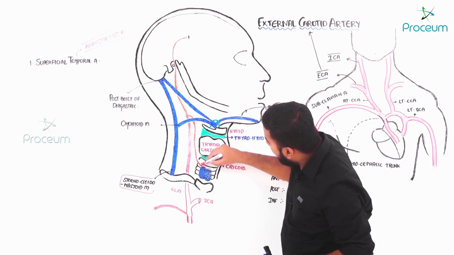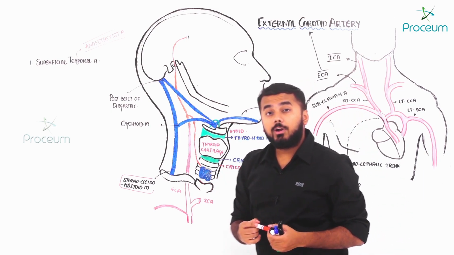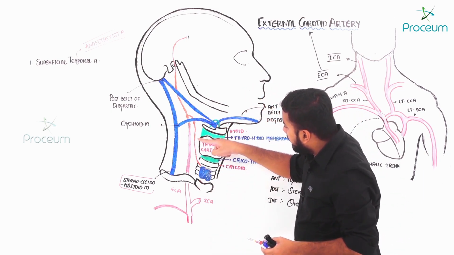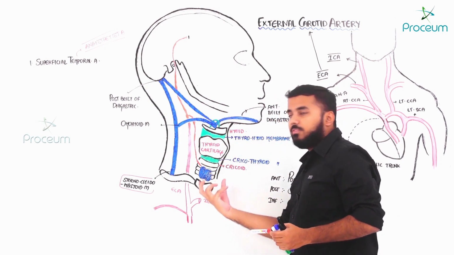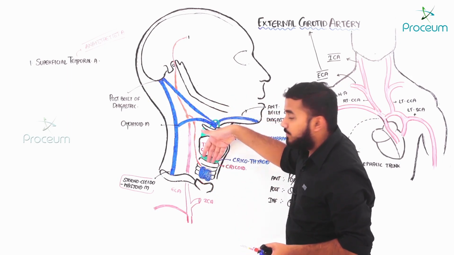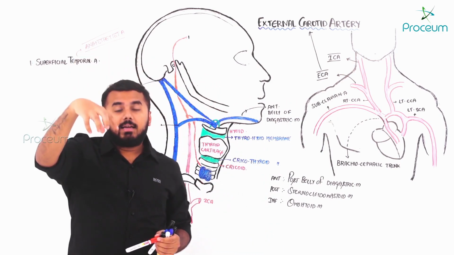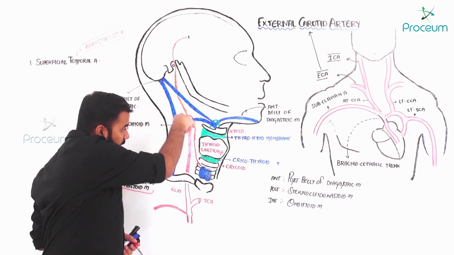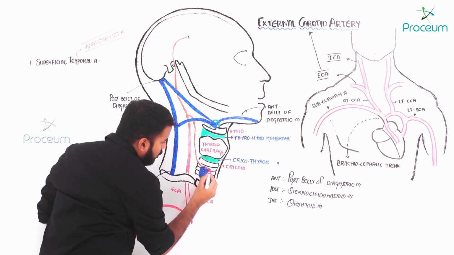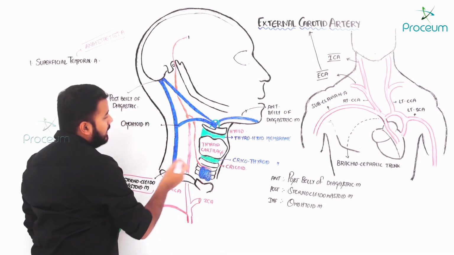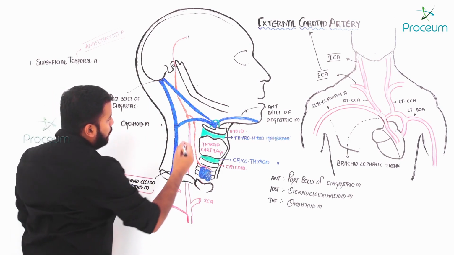It supplies the top of some gland over here. What is this gland called? This gland is your thyroid gland. This artery is coming down and supplying the top of the thyroid gland, not the bottom. So you call this artery the superior thyroid artery because it is supplying from the superior side, isn't it? It supplies the superior surface of the thyroid gland. This is called the superior thyroid artery.